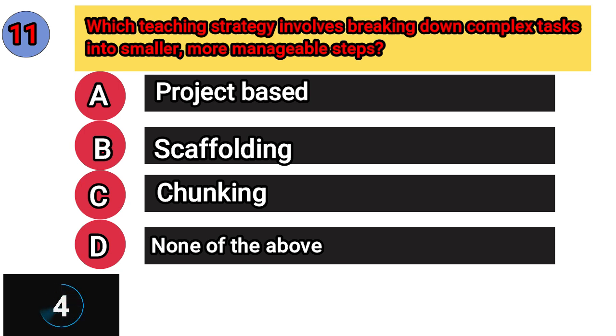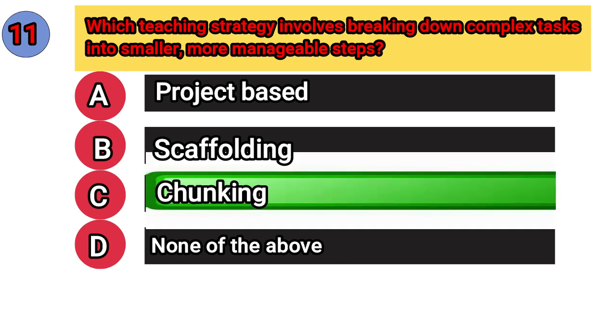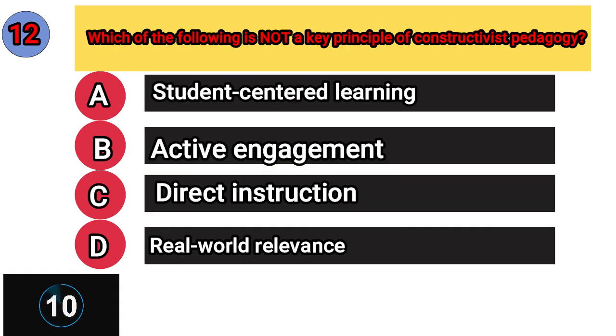Which teaching strategy involves breaking down complex tasks into smaller, more manageable steps? A. Project based, B. Scaffolding, C. Chunking, D. None of the above. Correct option is option C, chunking. Which one of the following is not a key principle of constructive pedagogy? A. Student-centered learning, B. Active engagement, C. Direct instruction, D. Real-world relevance. And correct option is option C.